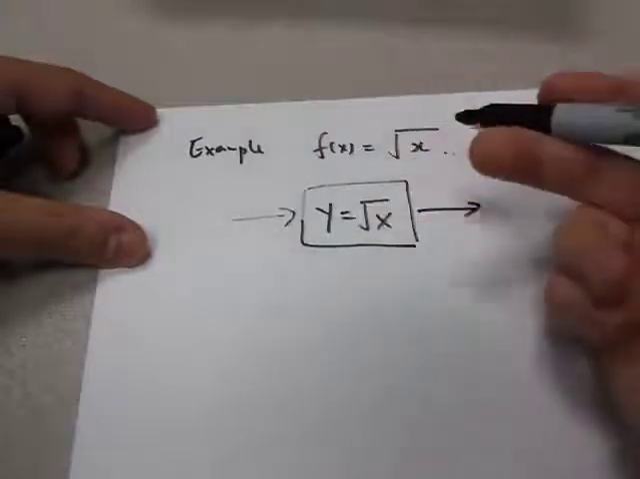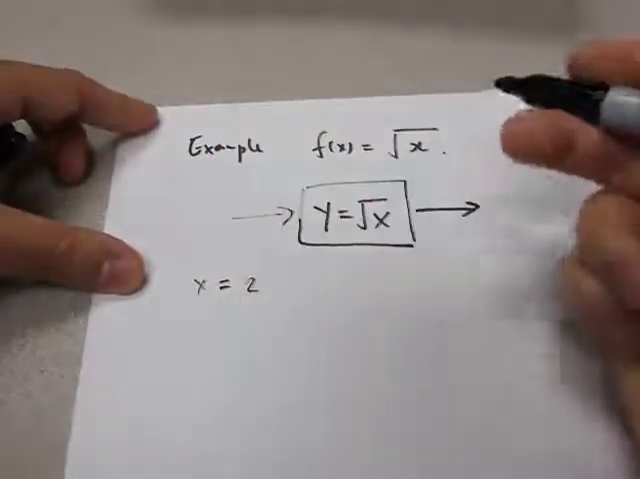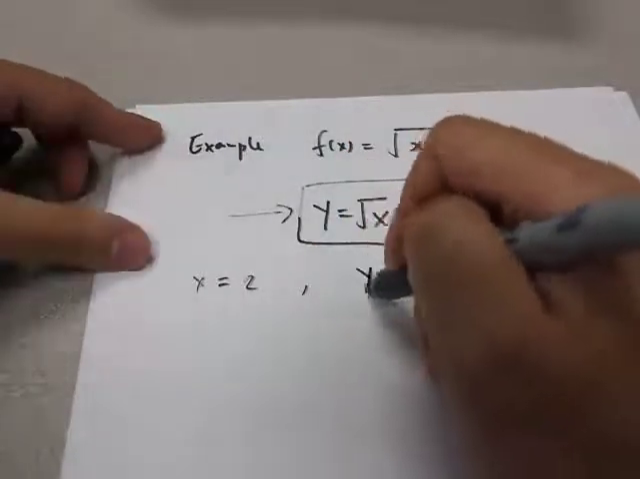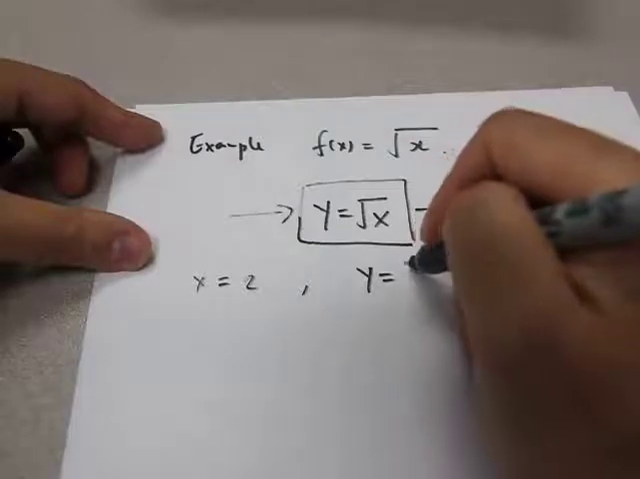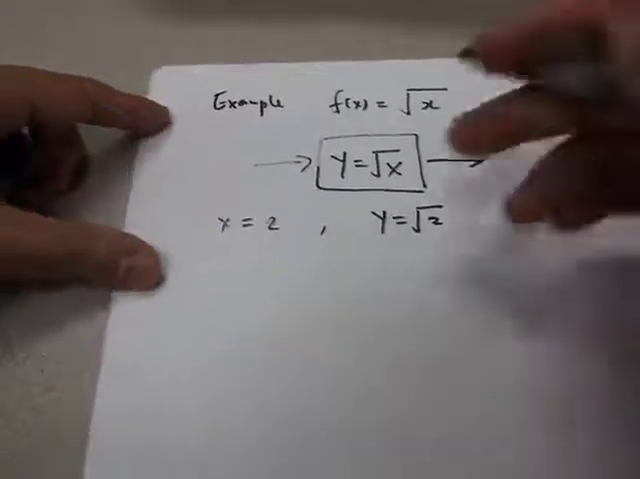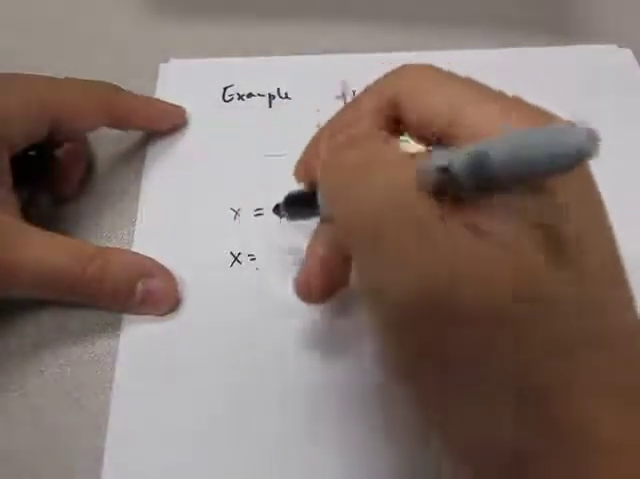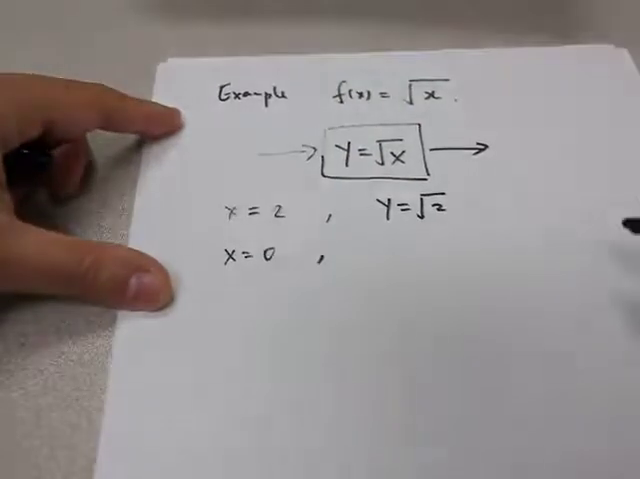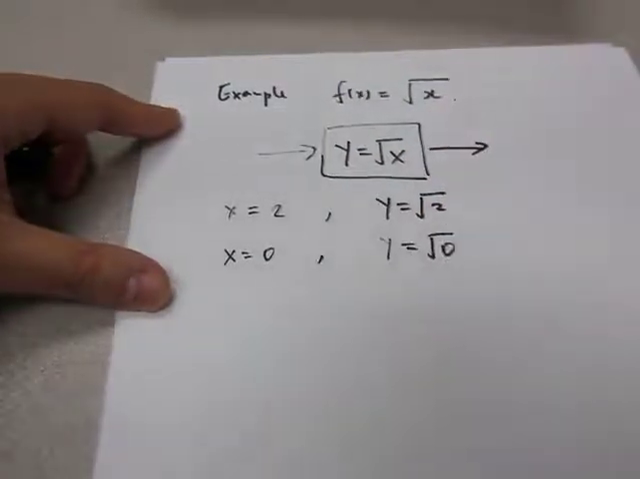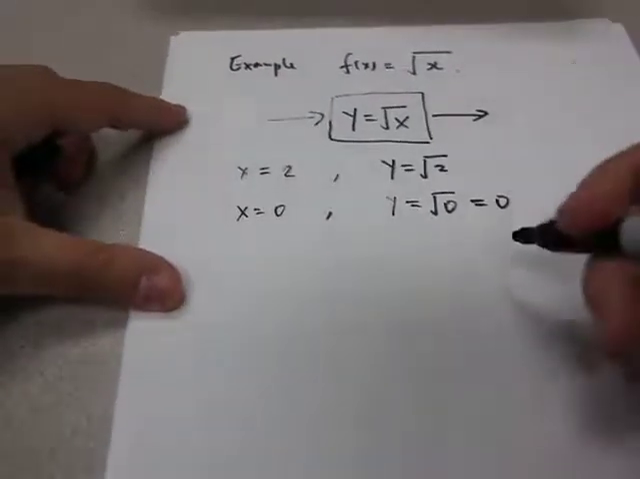So if x is 2, what kind of output do we have? We will get the square root of 2, which is not weird, right? Let's see, what about x is 0? Now, if x is 0, we will generate the square root of 0, which is 0. Okay, this is okay, right?